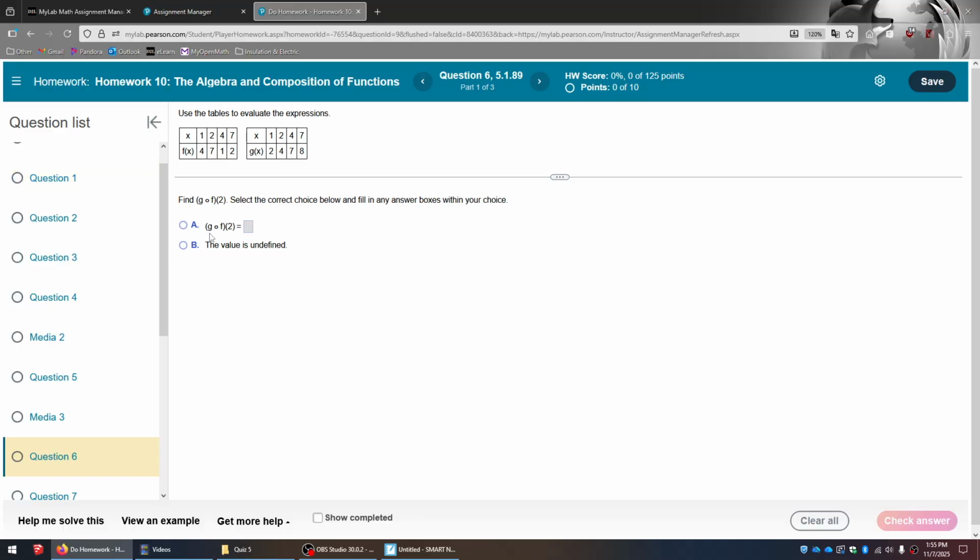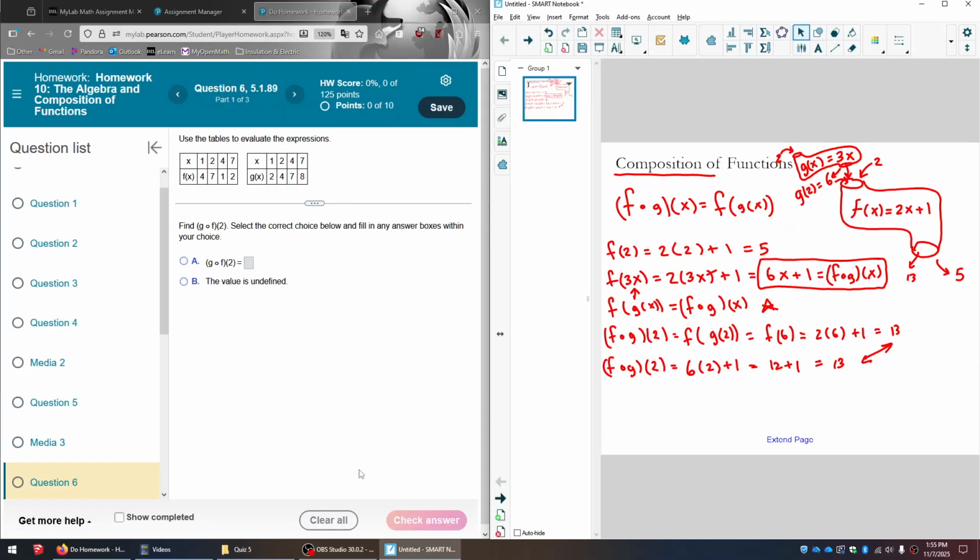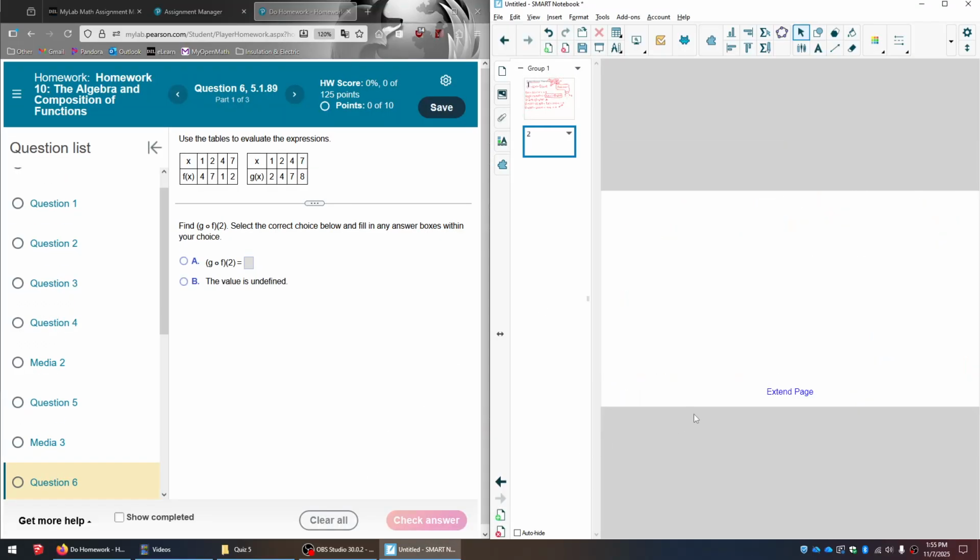So this one here says g circle f of 2. I'm going to see if I can write on here or not. No, it's not going to let me write. That's okay. So I need to find g circle f of 2. I'm going to put this window to the side here, and open up a new window. So g circle f of 2 is just like what we did. This is the same thing as g of f of 2.